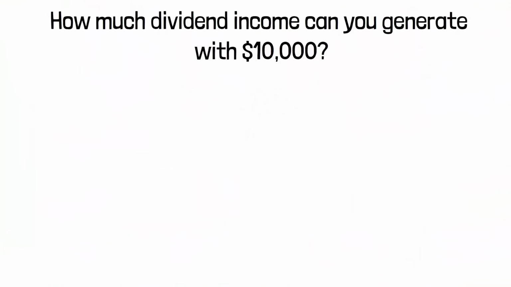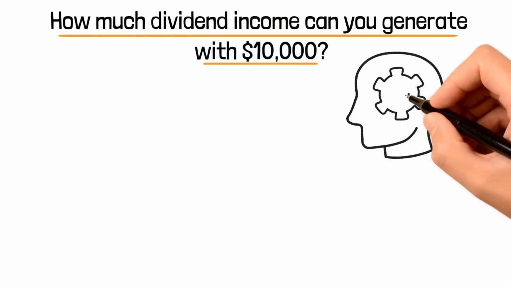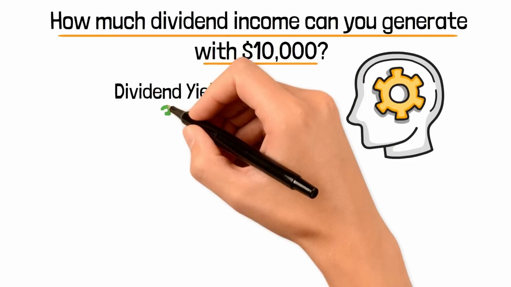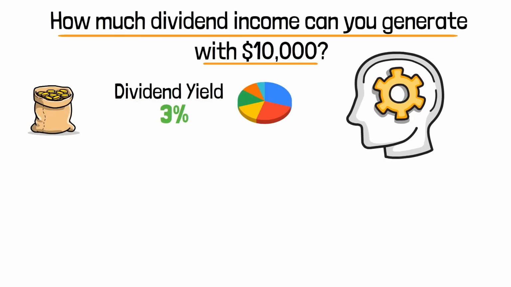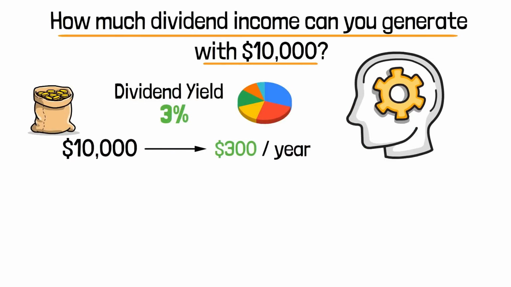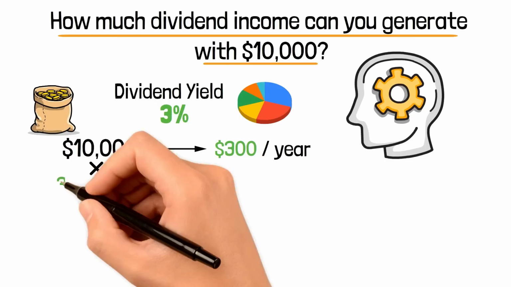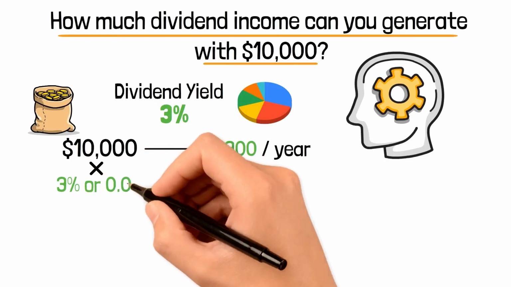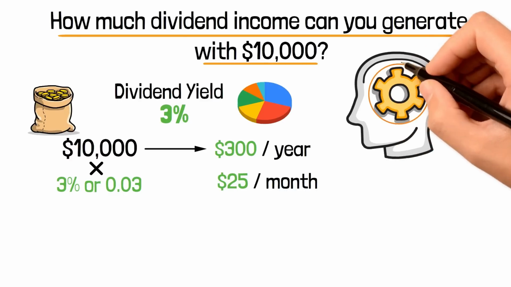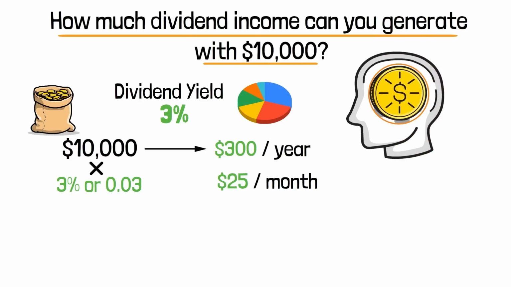So, how much dividend income can you generate with $10,000? Let's run some numbers using realistic scenarios. Suppose you build a diversified portfolio of stocks with an average dividend yield of 3%. If you invest your entire $10,000, you'd earn $300 per year in dividends. Simply take $10,000 and multiply it by 3% or 0.03. That's $25 per month. Not life-changing, but a solid start for passive income.